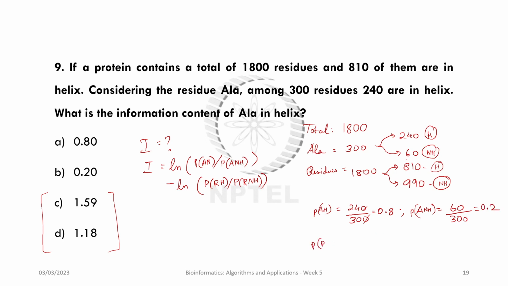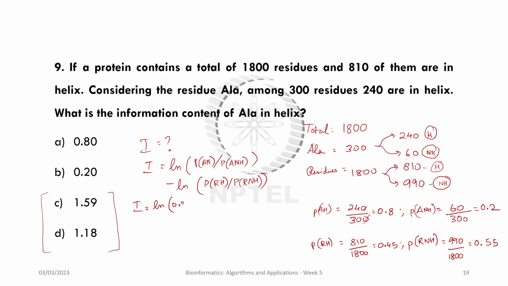Now, what is the probability of all residues being helix? 810 by 1800. This is 0.45. And the probability of residues not being helix is equal to 990 by 1800, which is going to be 1 minus 0.45, right? So this is 0.55.